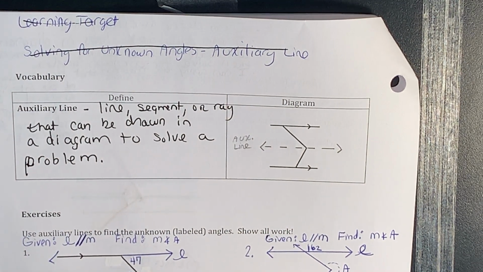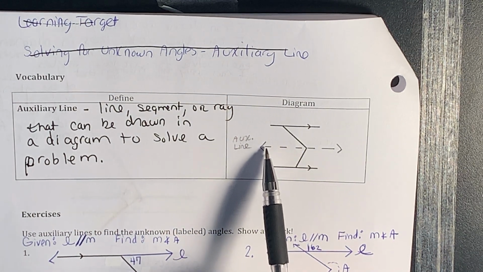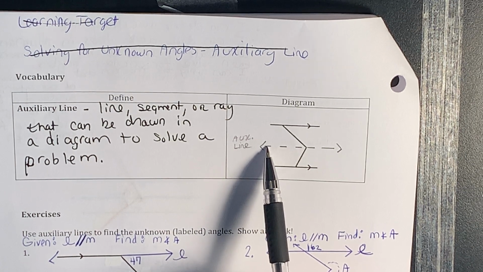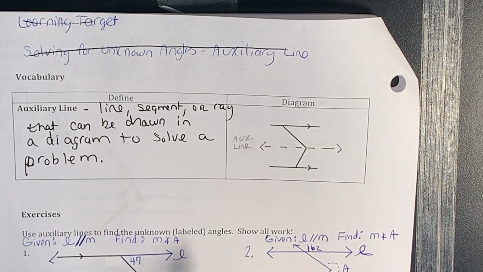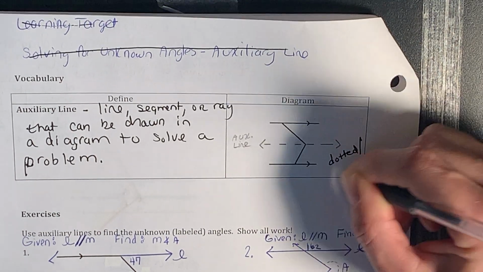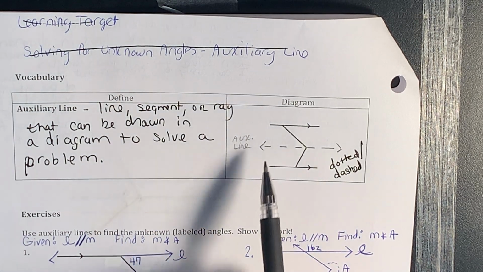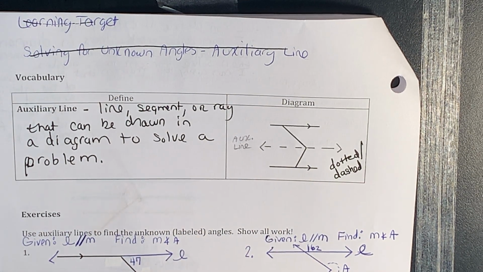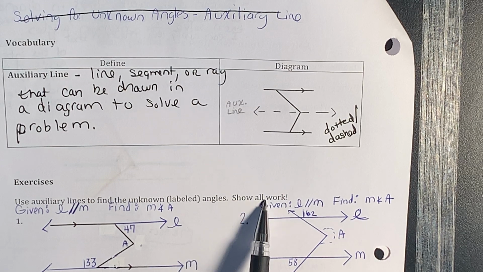So over in your diagram, if you look, we're going to draw an auxiliary line. An auxiliary line should be dotted or it should be dashed to indicate that it's not one of the original lines. So make sure that when you draw in your auxiliary, it must be a dotted or a dashed line. That tells us that in fact it was not part of the original problem. We've added that in to help us. So down to the exercises, it says, use auxiliary lines to find the unknown labeled angles and show all work.